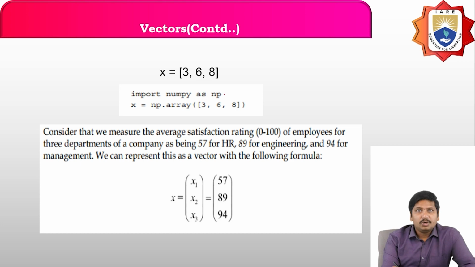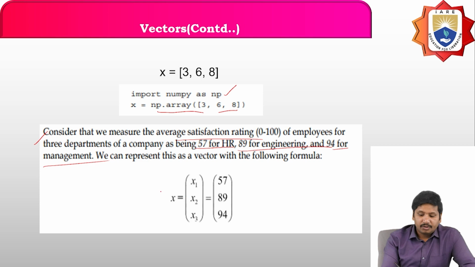So, import numpy as np, and then np.array. Similarly, we have an example: suppose we have average satisfaction ranging from 0 to 100 of employees for the three departments of the company. So 57 for HR, 89 for engineering, and 94 for the management. So how can I represent this in the form of a vector?